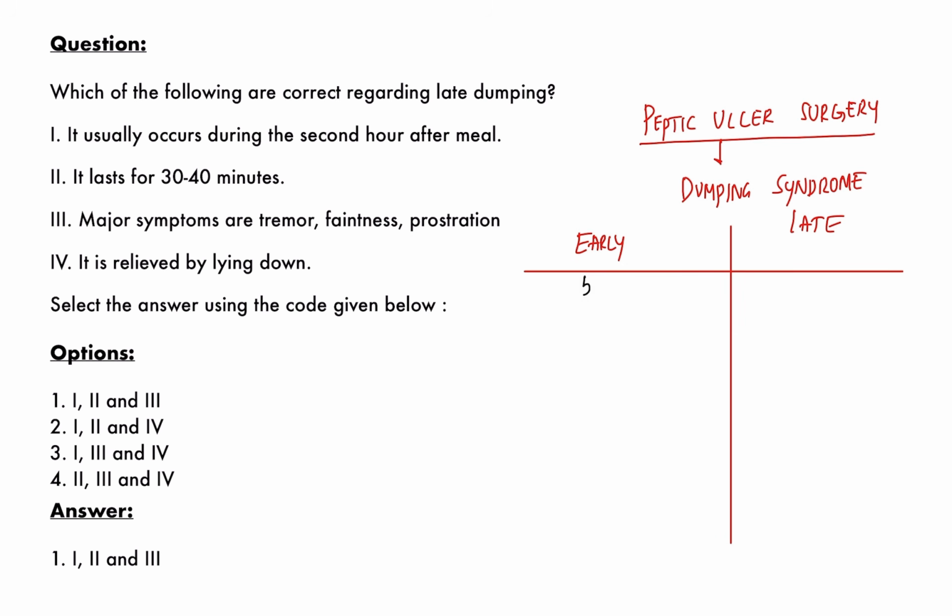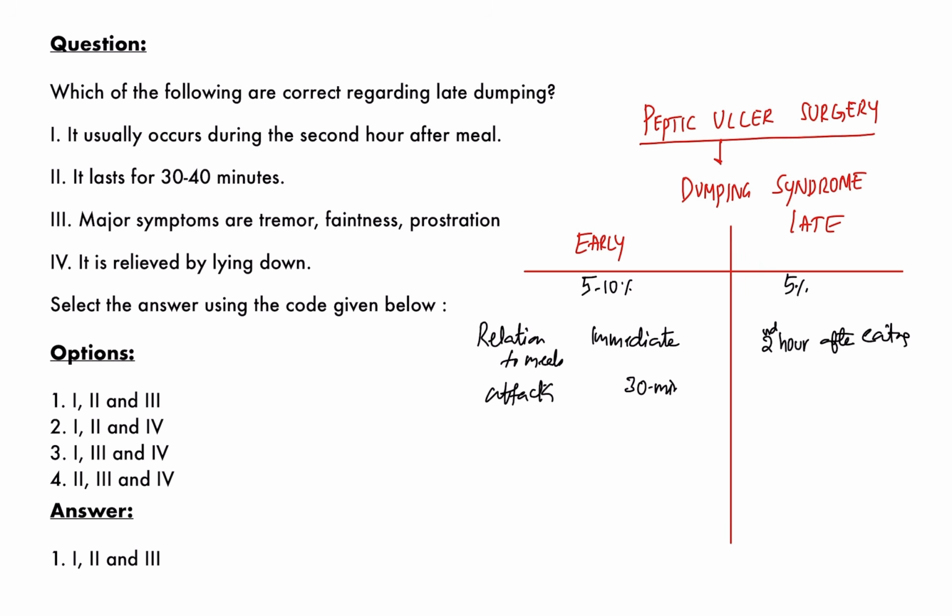With regards to incidence, early is almost 5 to 10% of the cases, whereas late is also 5% of the cases. Now presentation, how it is related to meals. Dumping syndrome is also about development of diarrhea. Immediately after eating, in early dumping syndrome, you will see diarrhea. 2 hours after eating, you will see late dumping syndrome. Now the duration of the attack is 30 minutes in case of late dumping syndrome. In case of early dumping syndrome, it is also 30 to 40 minutes. 30 to 40 minutes in both cases, the duration of attack.